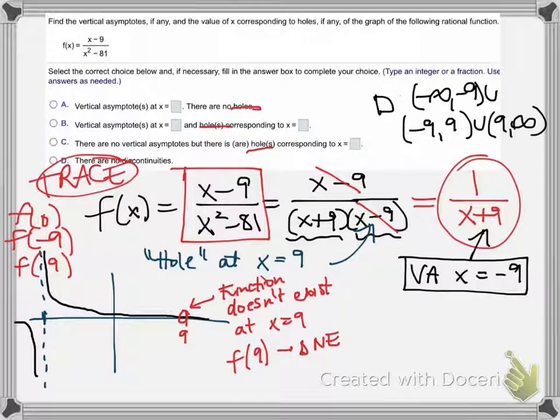So when you guys get to the homework, you would choose option B, vertical asymptote at x equals -9, and hole corresponding to x equals +9.